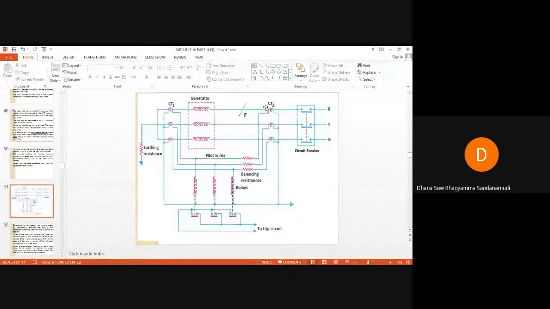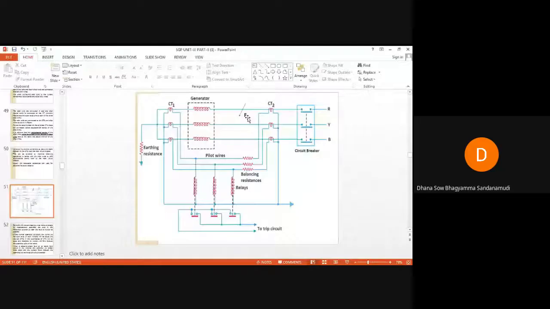So definitely the currents measured by these two CTs, CT1 and CT2 of this phase, will no longer be the same. Hence the EMFs induced across the secondaries of these two CTs will no longer be the same. This current in phase R will flow through the core and the frame of the generator to the earth because of this LG fault.